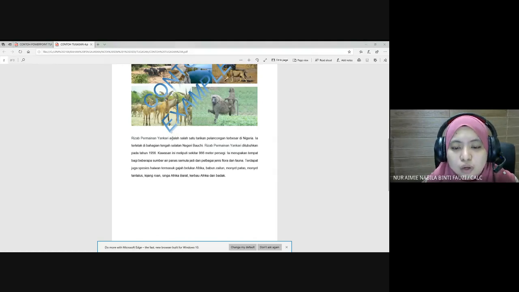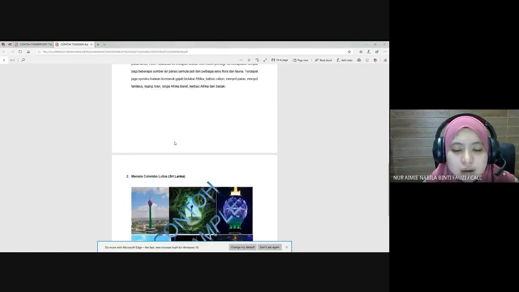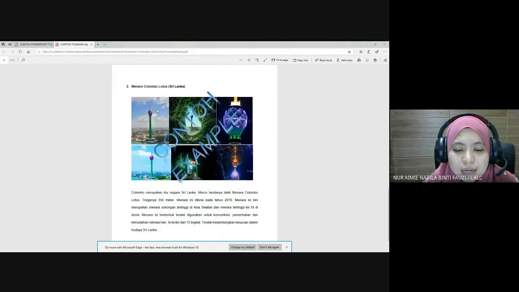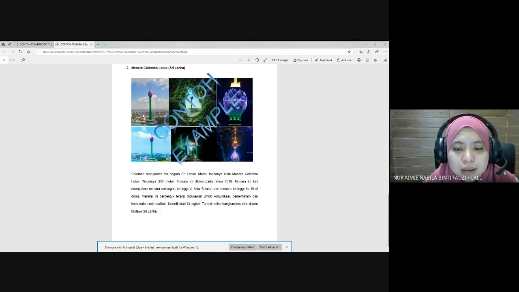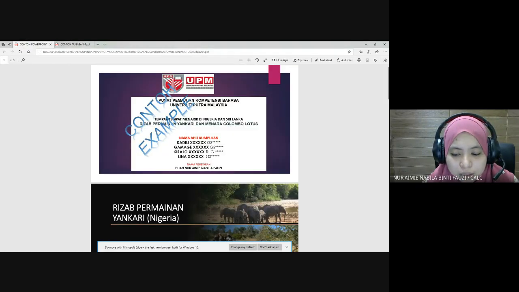For this group, this is how they describe the Yankari Game Reserve in Nigeria. Number two, they describe the Colombo Lotus Tower in Sri Lanka. Again, this is a simple write-up, and this is the picture that they found. This is how they do the write-up. For this group, they underwent only two correction sessions, and after that, once I gave them approval, they proceeded to make the PowerPoint slides.